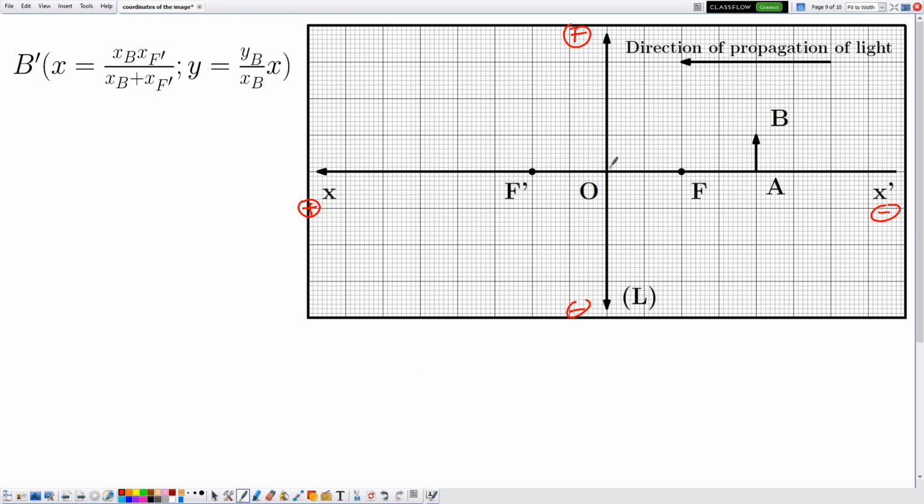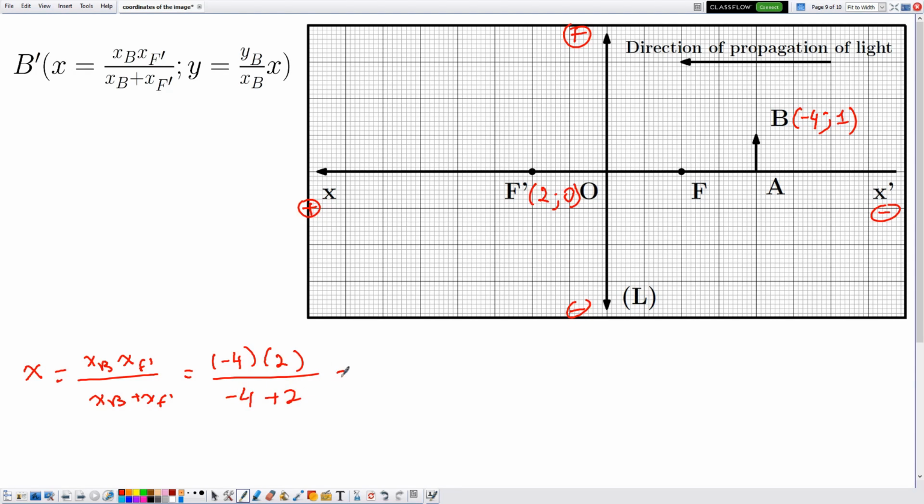Now let's locate the coordinates of the point F prime and the point B. So the point B is located 1, 2, 3, 4 divisions in the negative direction, and 1 division upward, whereas the point F prime is located 2 divisions in the positive direction, and the value of the ordinate is 0 because it's located on the x-axis. So now the value of x is given by xb multiplied by xf prime divided by xb plus xf prime. So this is equal to minus 4 times 2, divided by minus 4 plus 2. This will give us minus 8 divided by minus 2, which is equal to plus 4.